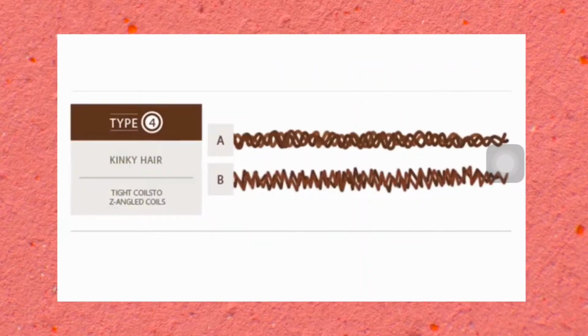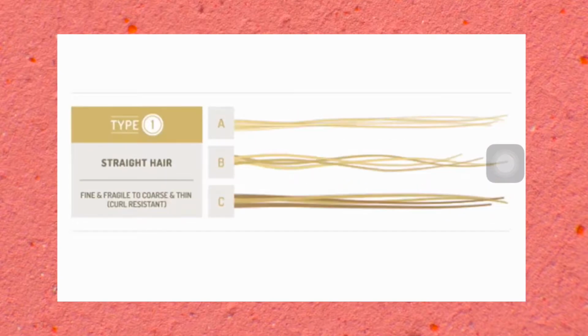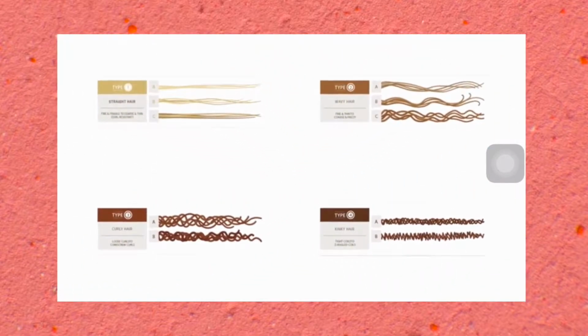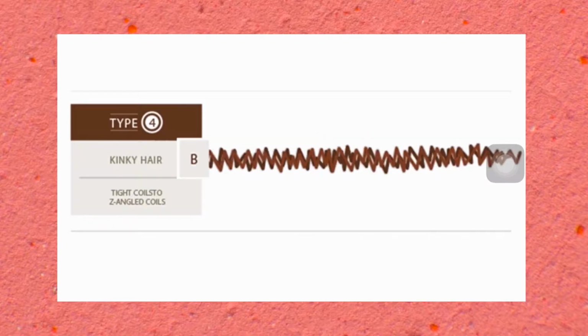So I thought the best way to do it was to divide the different textures into 4 different categories. 4 being kinky, 3 being curly, 2 being wavy, and 1 being straight. And within each of those categories, there are subcategories. Say, for instance, if you're a type 4, you might have a coily texture, or you might have a zigzaggy texture, one that might be a little tighter than the other. So hence this 4A or 4B.